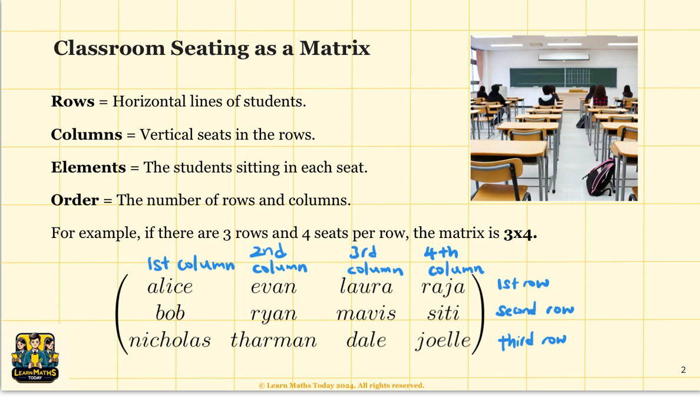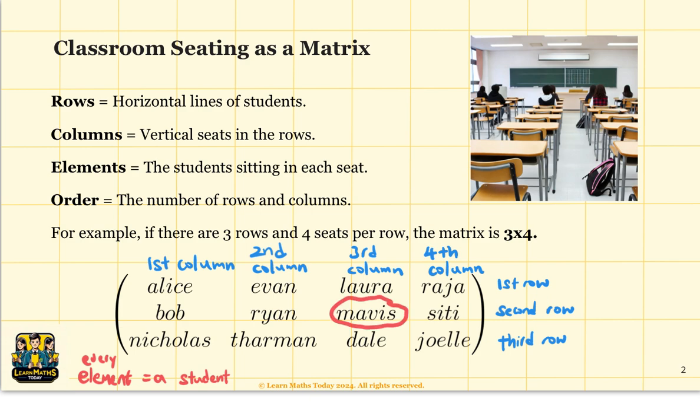In this case, the rows are the horizontal lines of students. Each row is like a line going across the classroom from left to right, and columns are the vertical seats. These are the students sitting one behind the other, starting from the front of the classroom to the back. Each spot in this arrangement represents a student sitting in a specific seat. We call this the elements of the matrix. If you are in the second row and third seat, you'll be sitting in this position where Mavis is sitting.